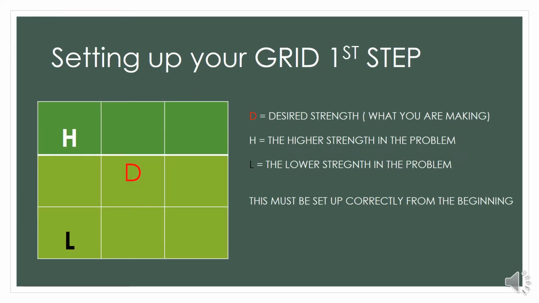So the first step is to set up your grid. D equals the desired strength. This is, what are you trying to make? What percentage are you trying to make out of the two things that you have? The H is for the higher strength in the problem. After you've decided what is the desired strength, then you have to pick out your higher strength. And then, of course, the L is for your lower strength in the problem. And these go in the boxes like you see them. High goes in the top left, and L, or low, goes into the bottom left. This must be set up correctly from the beginning, or your problem will be wrong from the start.